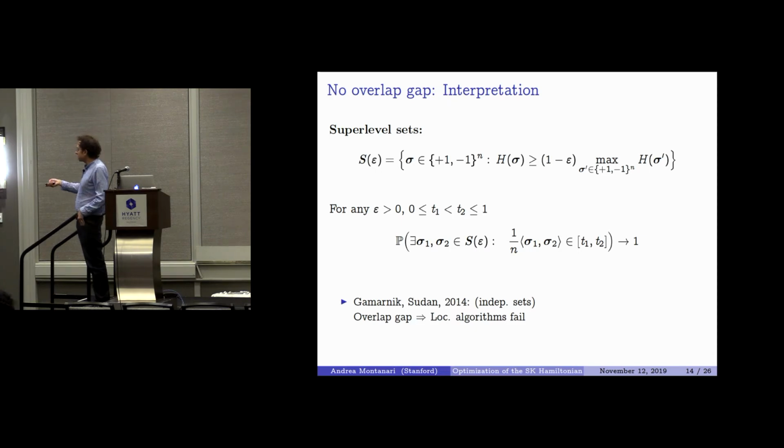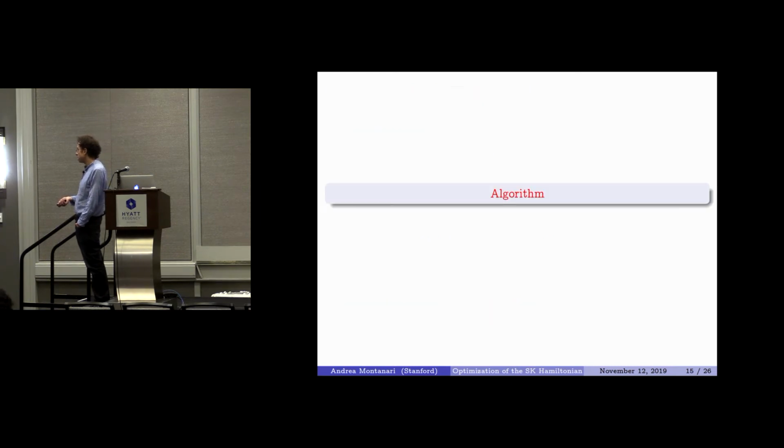So this overlap gap assumption already appeared in the algorithmic literature. For instance, this paper of Gamarnik-Sudan shows that in another model, the existence of overlap gap in some sense implies the failure of some class of local algorithms. But it's a different problem. Okay, now I'll try to describe the algorithm that achieves, that proves this theorem.